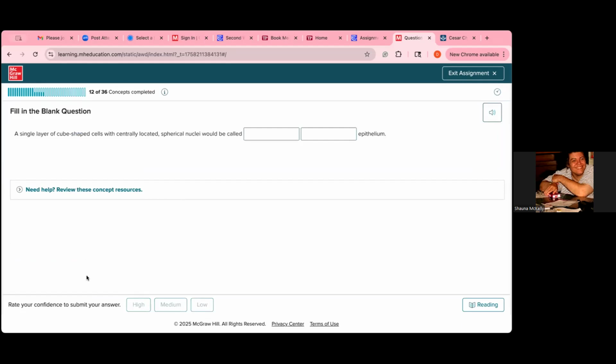A single layer of cells with centrally located spherical nuclei would be called... a single layer would be simple, and spherical nuclei would be cuboidal. So simple cuboidal.